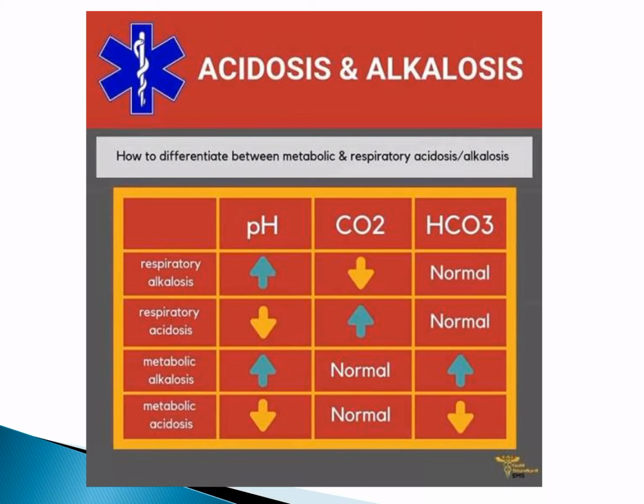In your metabolic alkalosis, the pH is increased, the carbon dioxide is normal, and the bicarbonate is increased. In your metabolic acidosis, the pH is decreased, the PCO2 or the CO2 is normal, and the bicarbonate is decreased.